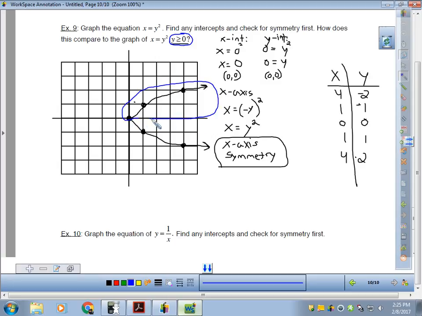I would only get this part of the graph, which means I would no longer have the x-axis symmetry. I would only have the top half here. I wouldn't have the bottom half that makes it symmetrical. So it's going to be a little bit different. It's only going to have positive y values or a 0 y value. And it's not going to have that symmetry, so it's going to be a little bit different. Okay?